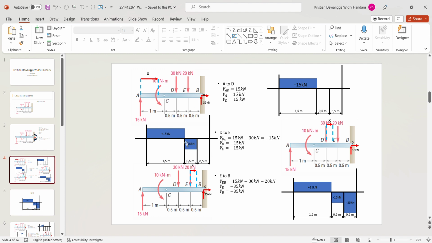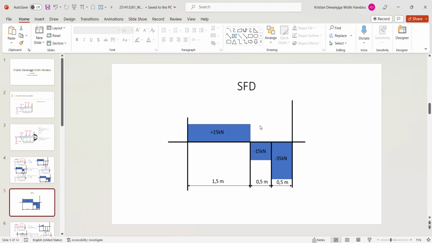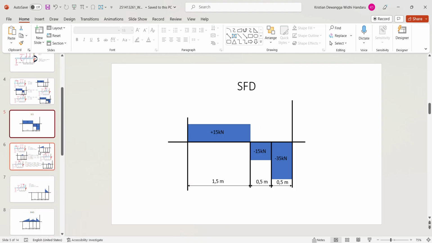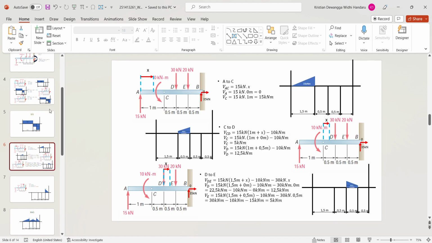So this is the graph. And then for the last, the SFD is the E to the B. So VEB, we got the equation 15 minus 30 minus 20 kilonewton. So from that VE is minus 35, and then the VB is minus 35 also. So here we got the diagram of the SFD. This is 15 and minus 15, and then minus 35. And then next we got the BMD.